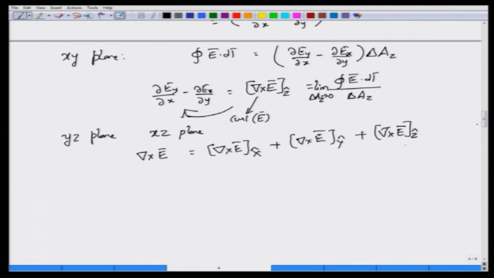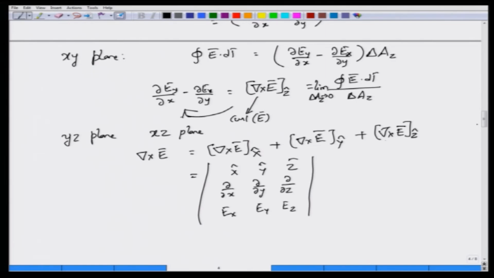remember this curl. If you know how to calculate determinants, then this quantity can be obtained by this particular determinant of a 3 by 3 matrix. Here are the partial derivatives. Note that this row does not make sense unless it operates on some electric field components, and you put those electric field components here. So, if you evaluate the determinant of this, you will get the curl which will have all 3 components x, y and z. For example, you can check this.